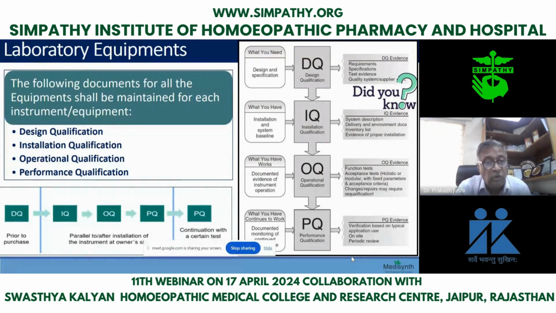Then you see the operational qualification, whether it is operating properly or not. And then you see the performance qualification, whether it is performing or not. So these are the basic things. For any instrument you buy, you have to find out the design qualification, installation qualification, operational qualification, and performance qualification. The best example I tell you is the same fridge: if it doesn't fit in your kitchen, you cannot keep it.